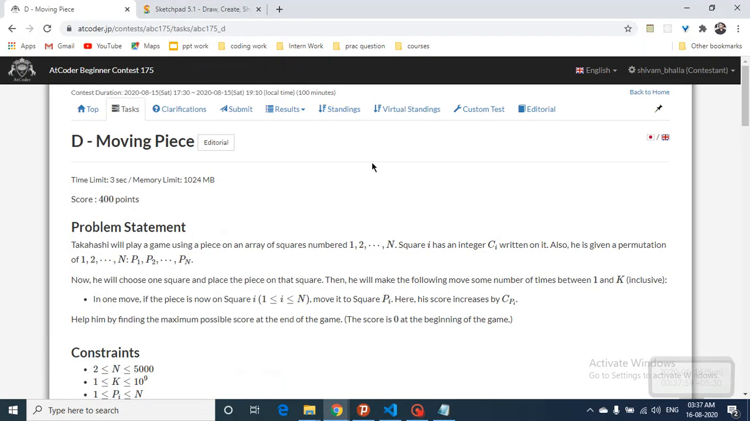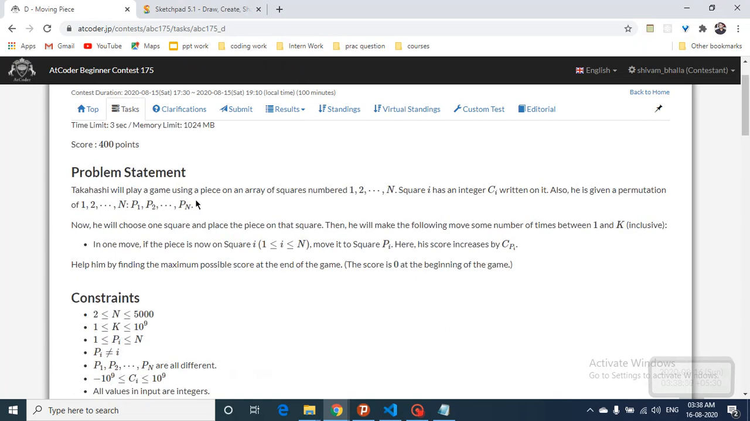Hello friends, so today we're going to discuss problem D from the latest AtCoder Beginner Contest 175, problem name Moving Pieces. So let's begin. Takahashi will play a game using a piece on an array of squares numbered from 1 till N.